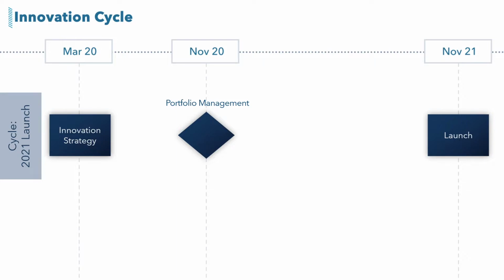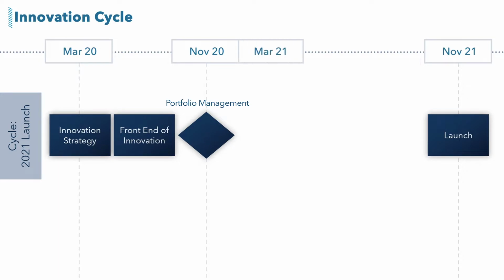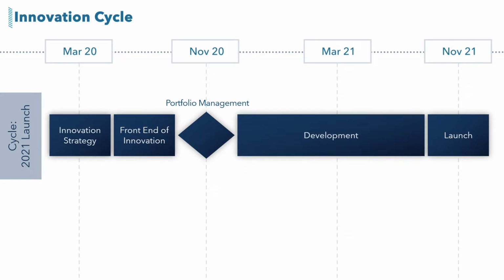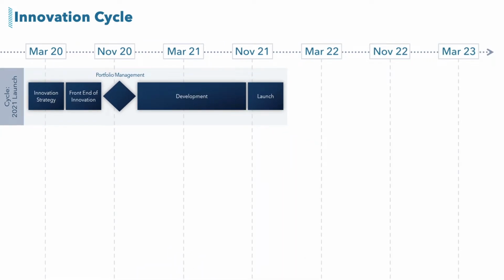In other words, the portfolio management sets the innovation cycle's tempo as the front end of innovation needs to be completed to present its results at the portfolio review, and the development is initiated afterwards. Some organizations prefer to align their portfolio review with the launch. Both approaches are relevant. What makes innovation difficult is when innovation cycles take place simultaneously, as shown in this visual. These overlaps always take place at some point.